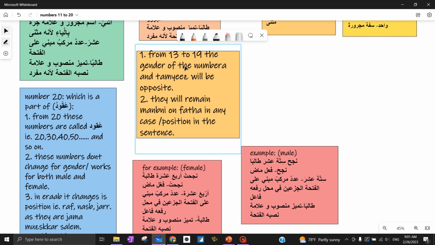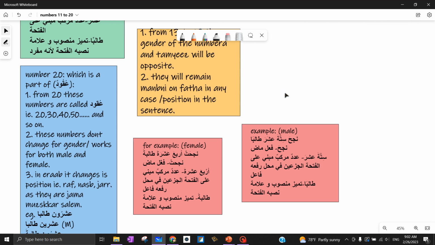From number 13 to 19, the gender of the numbers and tamiz will be opposite, as I discussed before. They will remain mabni on fatha in any position in the sentence. As I told you, from 11 to 19, whether they are in raf, nasb or jar, the haraka will remain mabni on fatha.